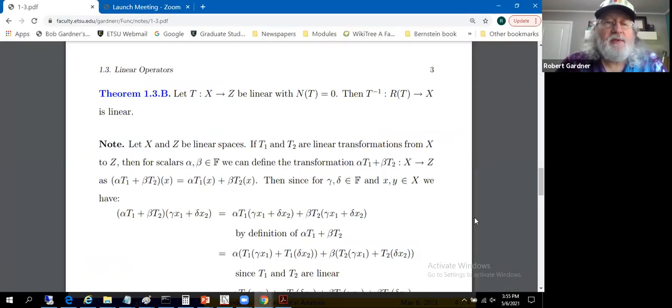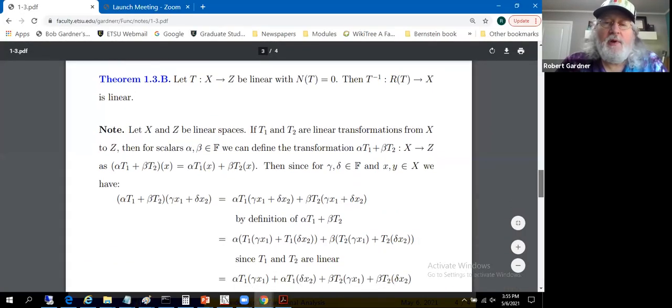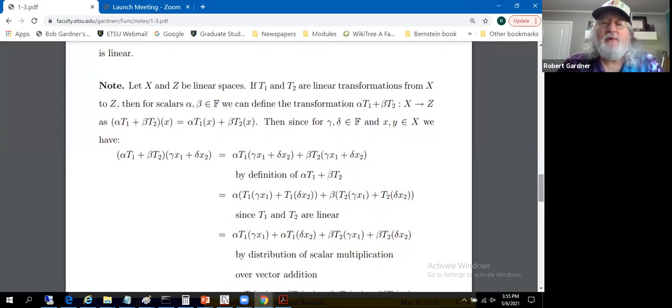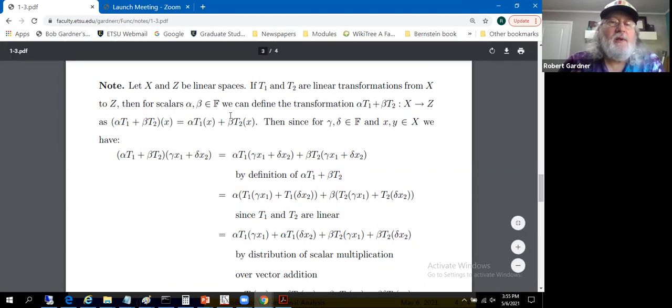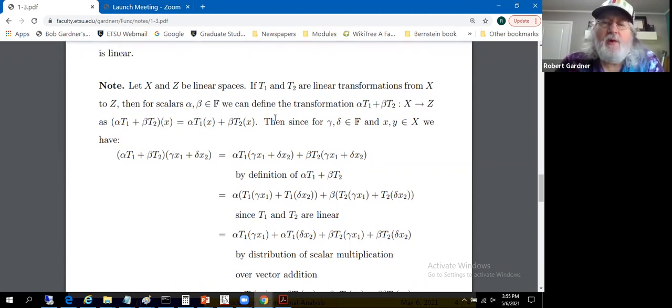Back to the notes, that's the last little proof. We do have a little computational argument here as well to justify the next definition. Let X and Z be linear spaces. If T1 and T2 are linear transformations from X to Z, then for any scalars alpha and beta, we can define the transformation alpha T1 plus beta T2, also mapping X to Z, and defined as alpha T1 plus beta T2. So there's the transformation.